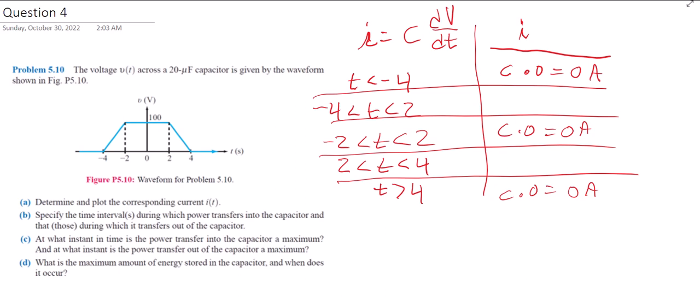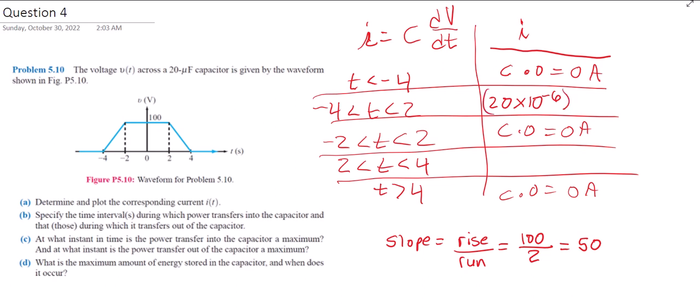Now, between -4 and -2, just remember slope is rise over run, and pay attention to your units. Here we're in volts and seconds. There's no millis or anything to worry about. So between -4 and -2, you go up 100 and over 2. So our slope is 50. Our capacitance is 20 micro, so that's 20 times 10 to the -6. So 20 times 10 to the -6 times 50 equals 0.001, I believe. It's 1,000 microamps.